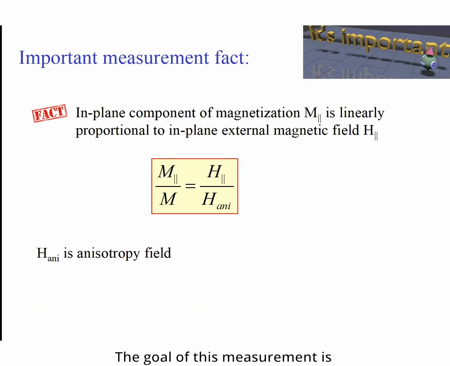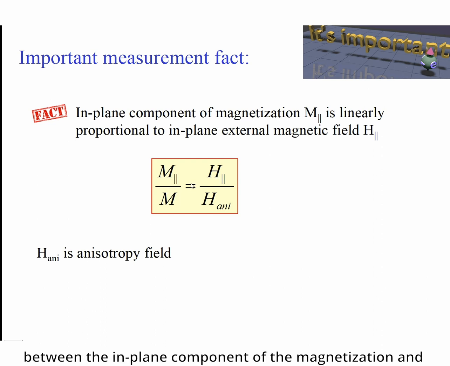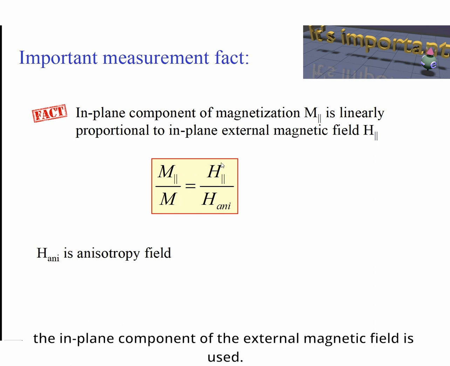The goal of this measurement is to evaluate the anisotropy field with high precision. For this purpose, this important linear relation between the in-plane component of magnetization and the in-plane component of the external magnetic field is used.